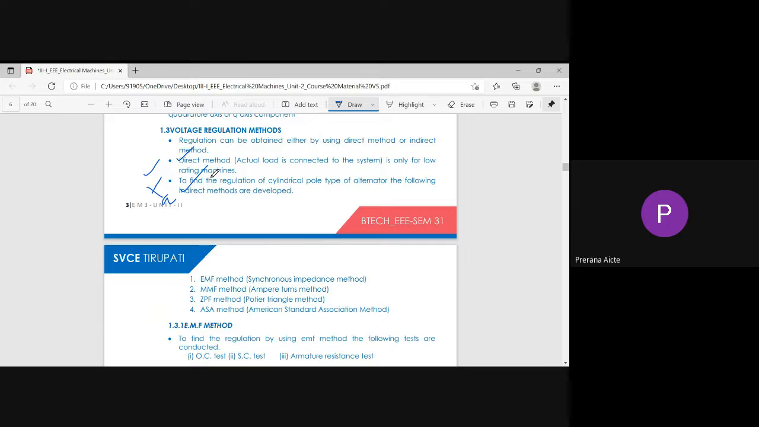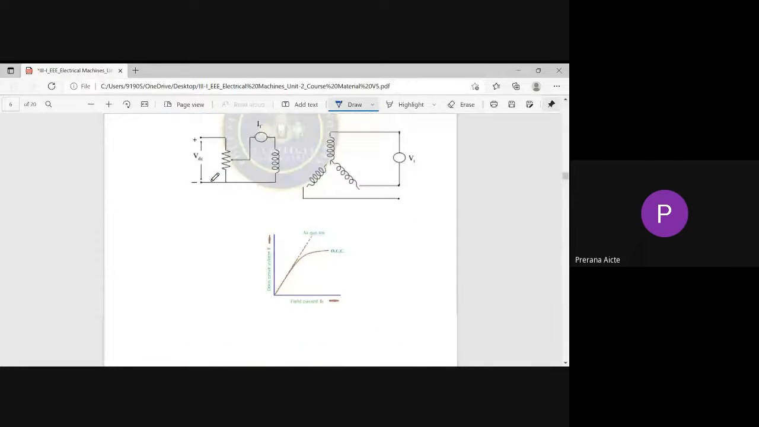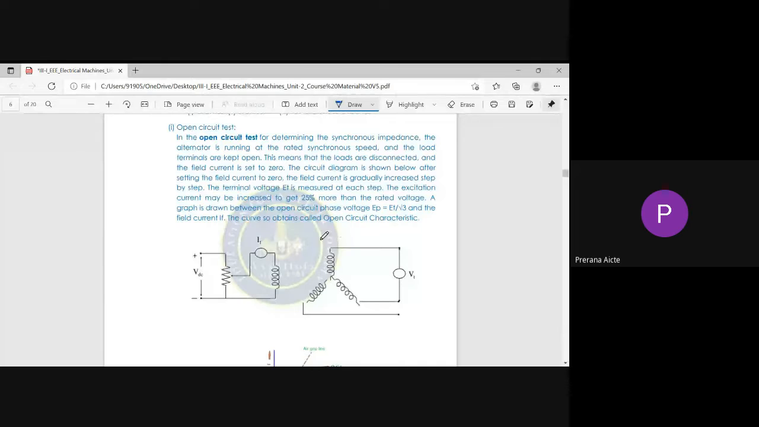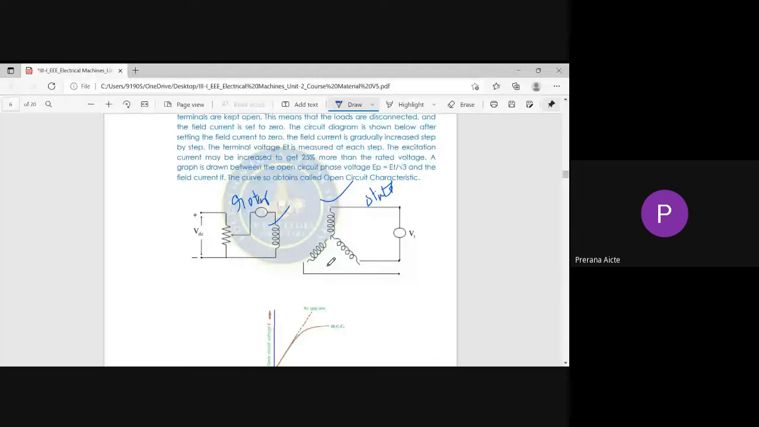The direct method is applicable only for low rating machines. Simply, see here, suppose this is an alternator diagram. This one is the rotor circuit, and this is the stator circuit. One is in the rotor circuit and one is in the stator circuit. This is the symbolic representation of the alternator.